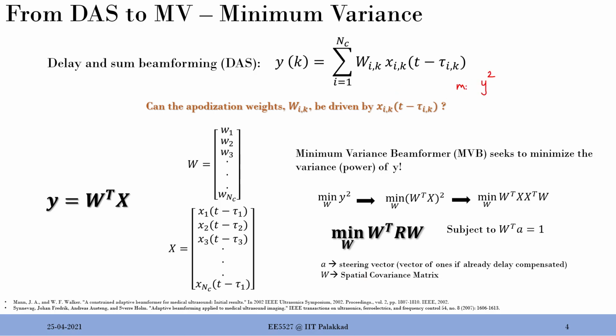Okay, so you minimize the power of Y square, but what is the variable? I should have a variable, right? And that variable is W. So you choose some values of W each time, you calculate Y square and you see where it is minimized. And we know that Y is actually W transpose X. So if you put all these, you get this beautiful expression here, which essentially says that R is nothing but a measure of the covariance or a correlation of your transducer array. And then you put different values of W and see where it is minimized.